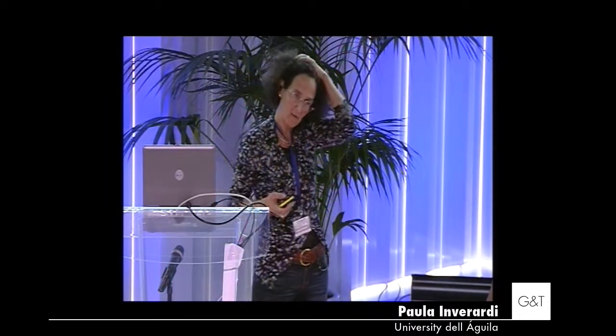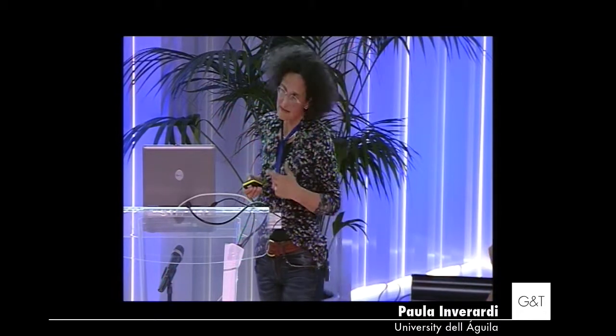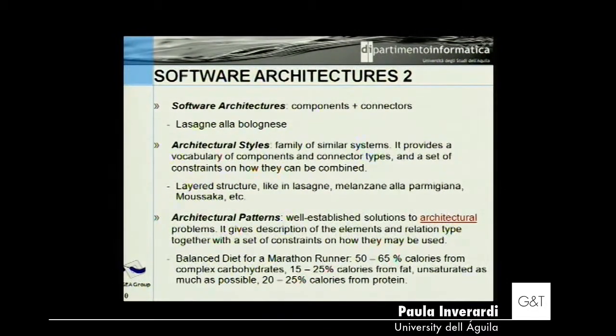So in the world of software architecture, we used to differentiate among different levels of abstraction of the system. We used to talk about software architectures, really the components and the connectors, so our lasagna alla bolognese. But we also talk about architectural styles. Somebody this morning was actually talking about styles in mixing flavors, no? And architectural styles in our setting is a family of similar systems that provide a common vocabulary for components and connector types, and provide a set of constraints on how to put these things together.